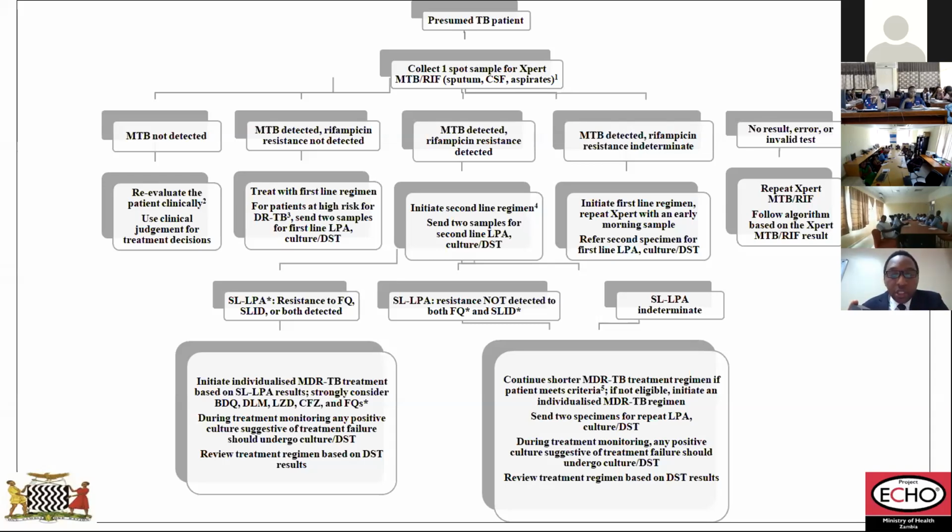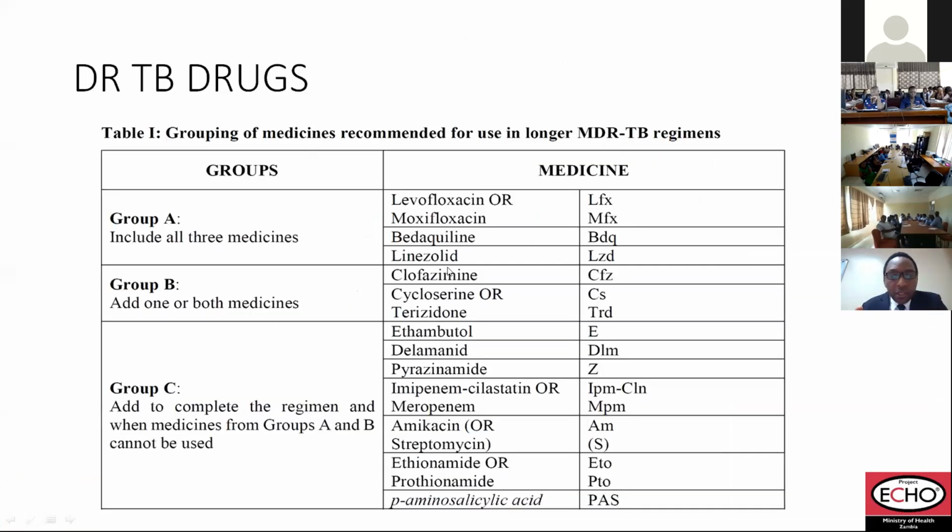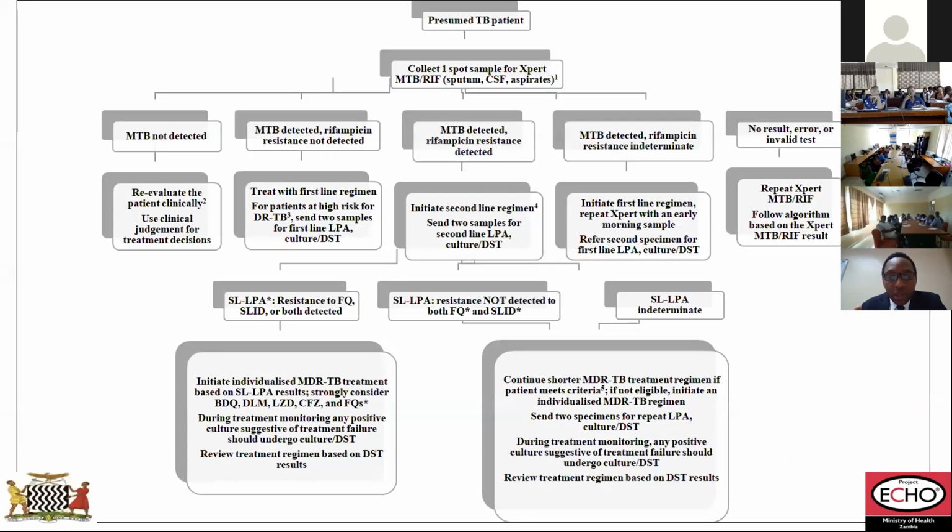In the event there's no further resistance in this patient, the next step is to continue treating this patient as a rifampicin resistant or MDR patient with the initial drug that you started the patient on. Things change in the event that there is further resistance. LPA shows that there is resistance to the fluoroquinolone. So what are you going to do? Besides rifampicin, this patient also has resistance to the fluoroquinolone.